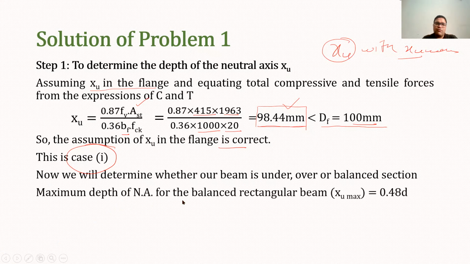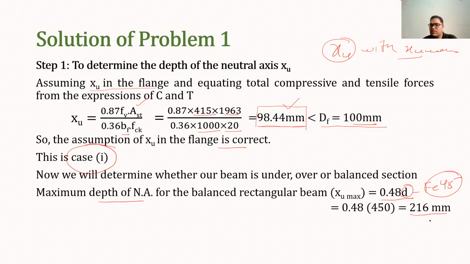For this, we will find out the maximum depth of neutral axis, and the maximum depth of neutral axis is 0.48D for Fe 415 grade of steel. Here D is the effective depth of the flange beam, which is already provided in the problem, which is 450. So putting the value here, we get XU max as 216 mm.